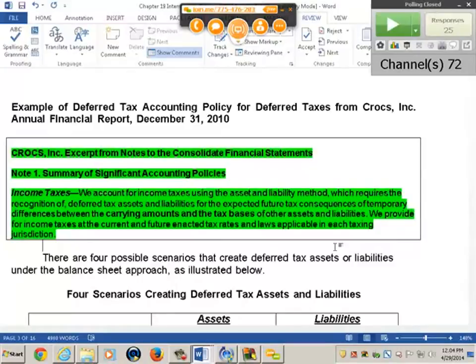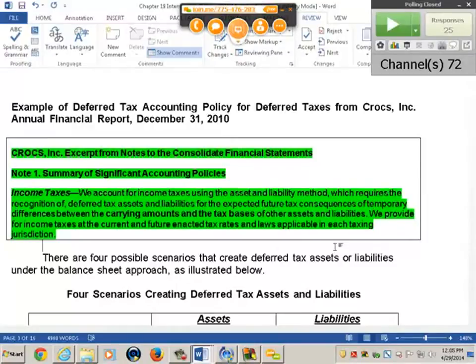They provide for income taxes at the current and future enacted tax rates, which we'll do in a second. So you always have to think about deferred taxes in terms of the carrying value of the asset for book purposes and the tax basis. It's got to be done this way. And we will survive with an income statement approach, but you always have to convert that to a basis approach at some point.